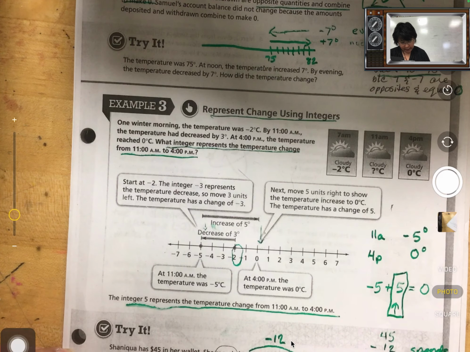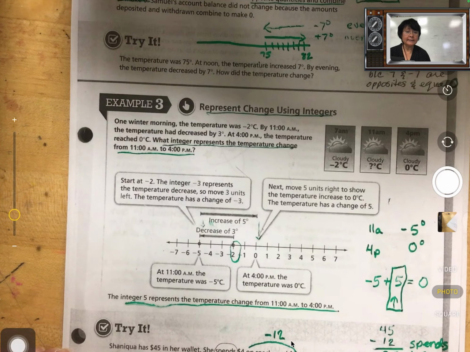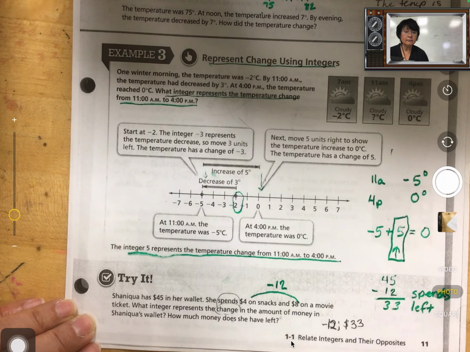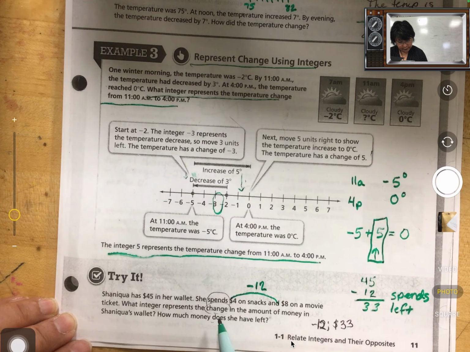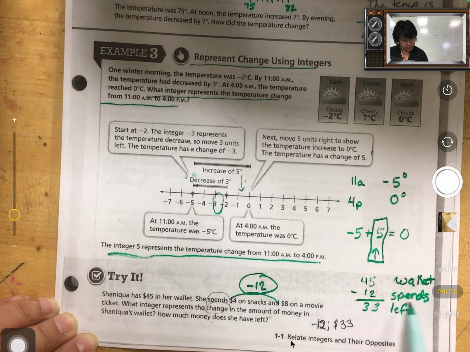In our Try It, let's take a look. Shaniqua has $45 in her wallet. Here's her wallet. She spends $4 on snacks and $8 on a movie for a total of $12. She spends a total of $12.